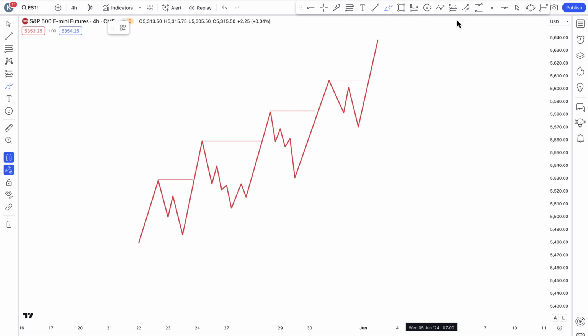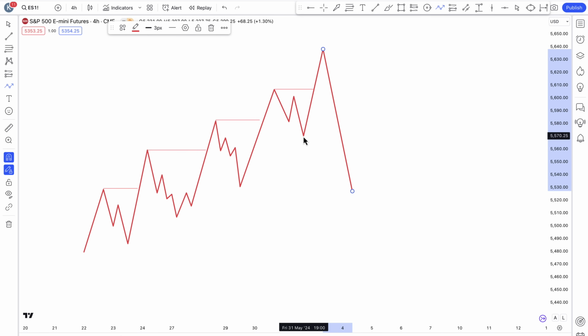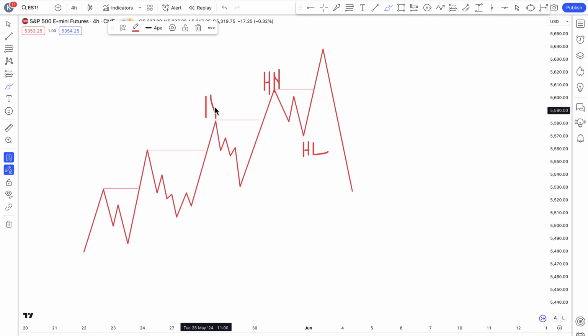So the only time we say we have a change of character or market structure shift is when you see price crashing below your recent higher low. HL. These are the elements of an uptrend: higher highs and higher lows. I hope you are looking at this and you are learning something. So these are the elements of an uptrend.